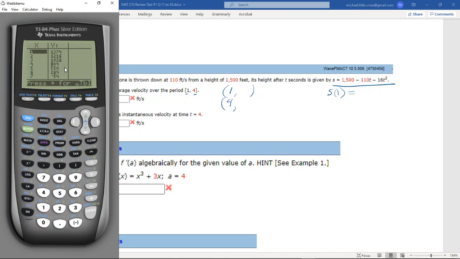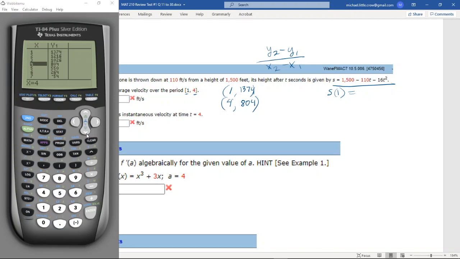When x is 1, t is 1, then the y value is 1374. When the t is 4, then the height is only 804 feet. So we just need to get the slope between these two. So we can do y2 minus y1 over x2 minus x1. So I'll do that formula.